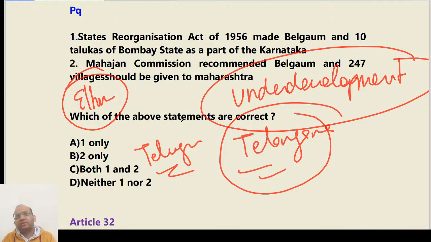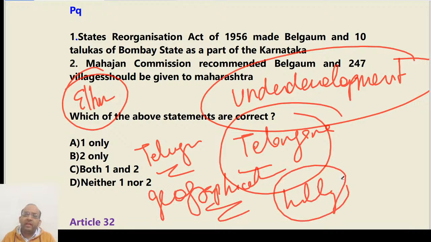I think Uttarakhand also. It is carved out of UP not because of any linguistic differentiation, but because of its geographical region. That is, it is a hilly area, and a hilly area requires a separate political administrative structure. That is why Uttarakhand was created.